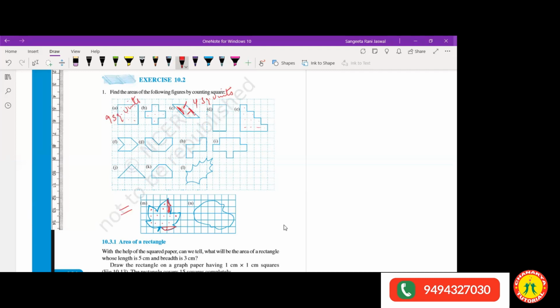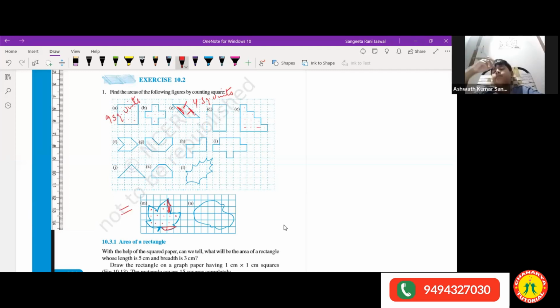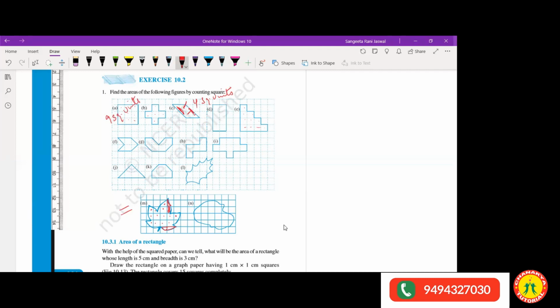Are you understanding? Yes, ma'am. So just count these, how many squares are there? The ones where I have put a dot, that much is the area of this figure. That's 1, 2, 3, 4, 5, 6, 7, 8, 9, 10, 11, 12, 13. So this is 13 square units. Since this is a curved shape, we will write it approximately. Approximate means not exact, but closer to exact.